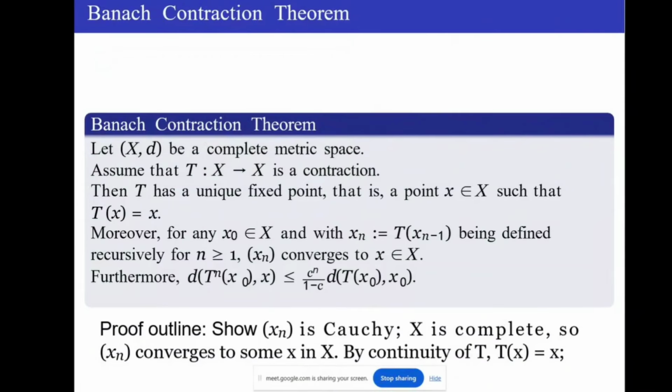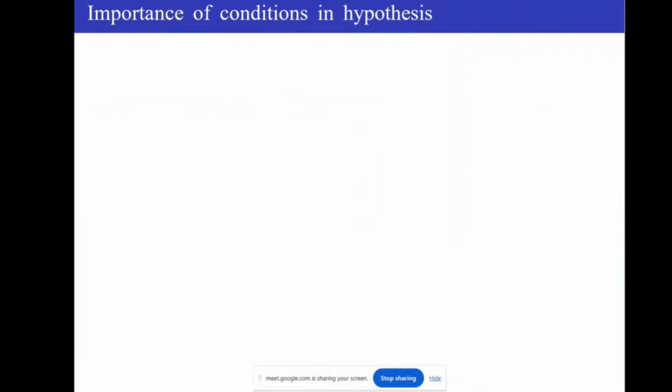Now I am skipping the proof so that I can discuss more about the importance of the various assumptions in the hypothesis. In the hypothesis, observe that we need it to be a complete metric space. We also want T to be a contraction. We'll check what will happen if we remove one of the hypotheses. First, what will happen if (X, d) is not complete? Suppose the (X, d) we are beginning with is not complete. Will the conclusions be true?